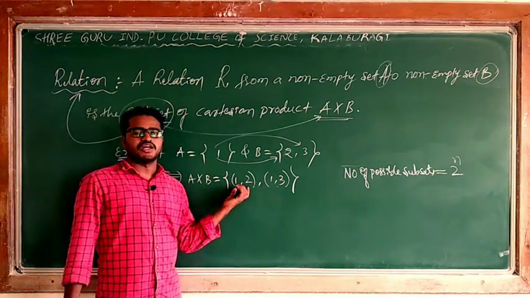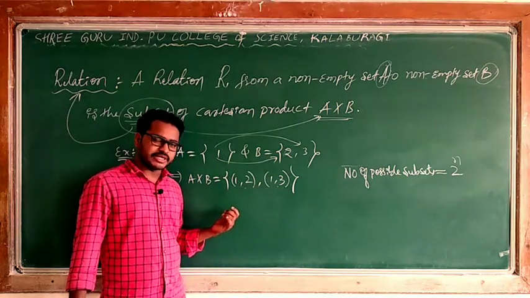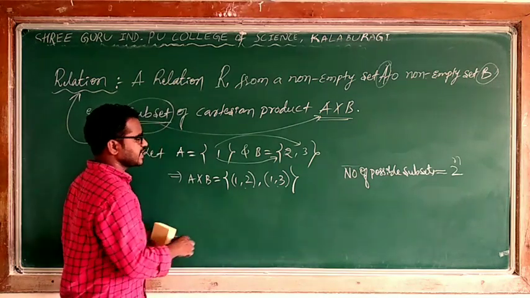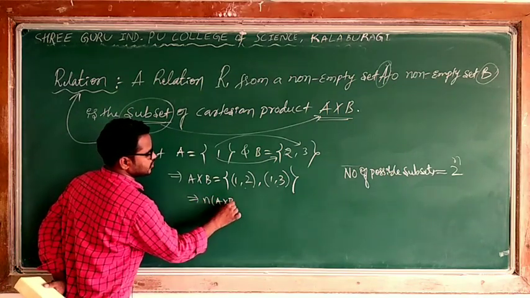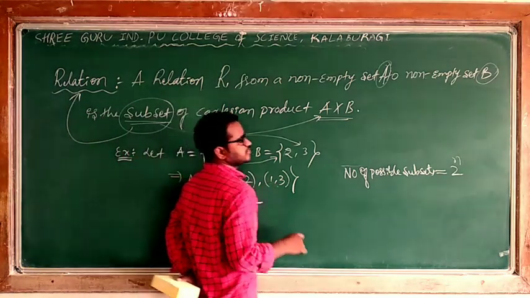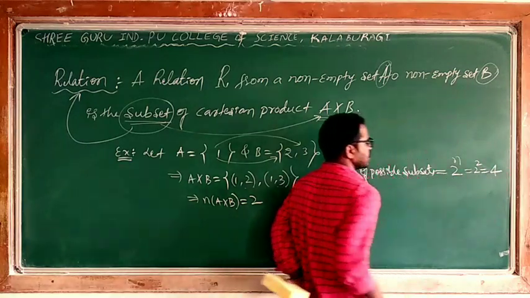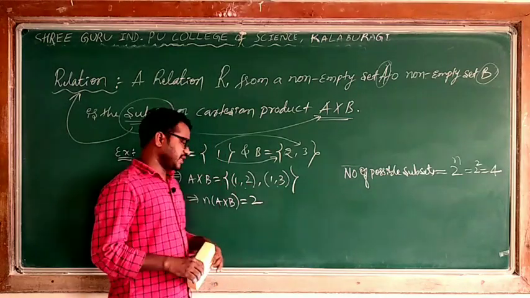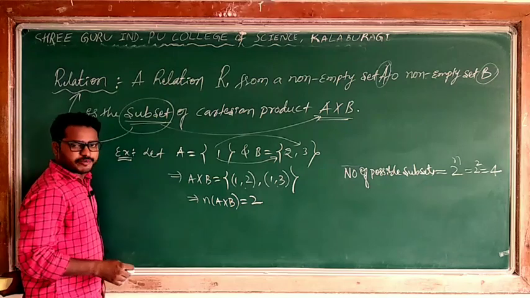Every ordered pair is considered as one element. Here I have how many ordered pairs? 2 ordered pairs. Means n of A cross B has 2 elements. What are those 2 elements? First and second. So I can say 2 to the power 2. How many possible subsets of A cross B? I can say 4. So there are 4 possible subsets.